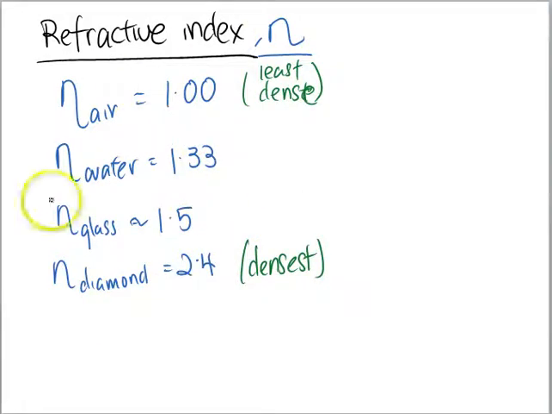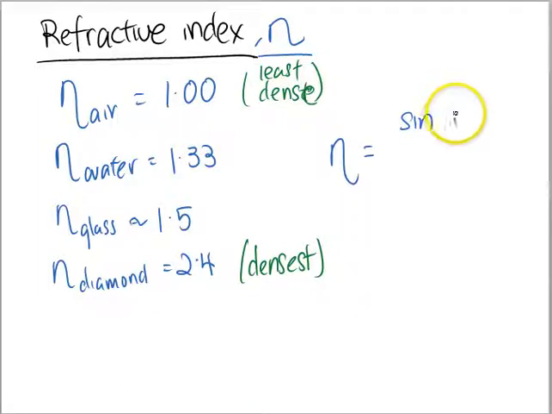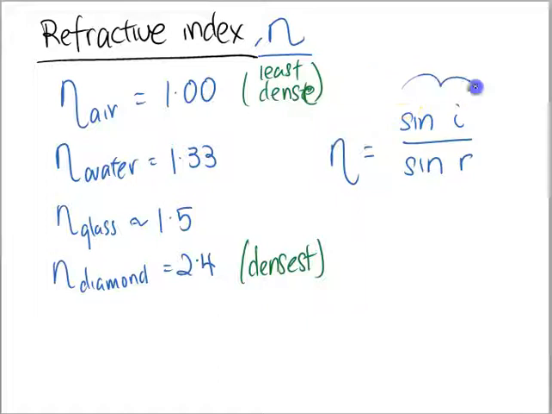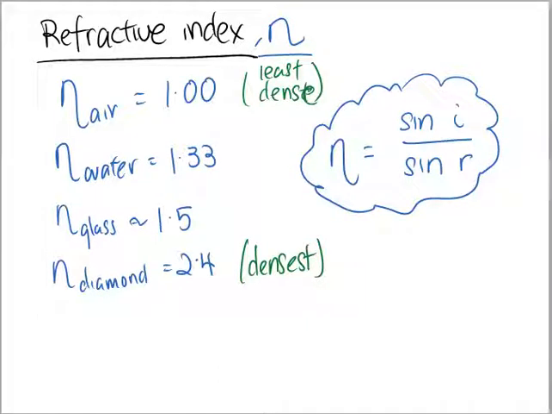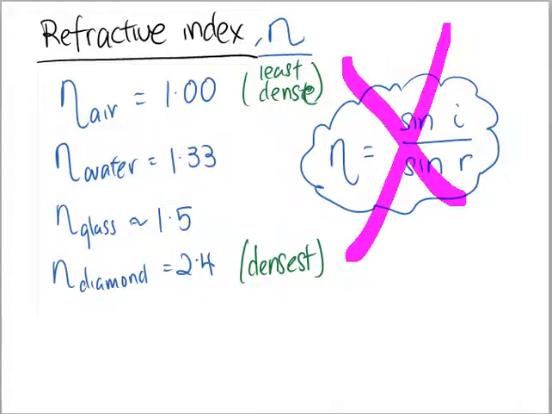Now, how do scientists derive these values? So the formula goes like this. n is equal to sine i over sine r. This is what you will see in your formula booklet. Personally, I do not like it, and I came up with my own one. It goes like n is equal to sine of the angle in air divided by sine of the angle in the medium.